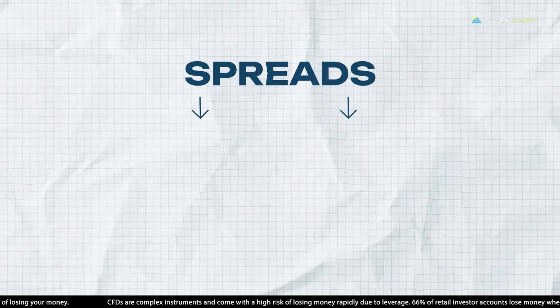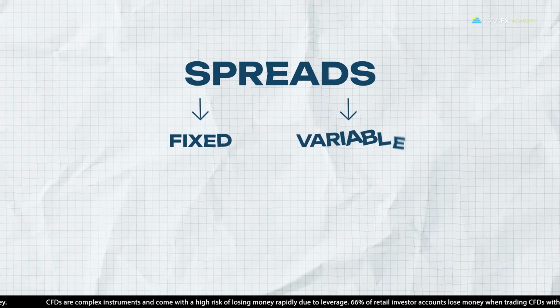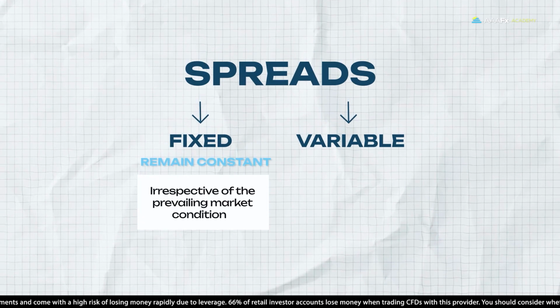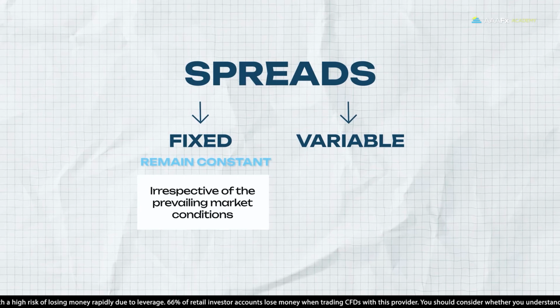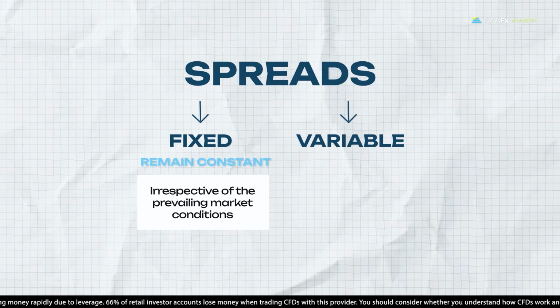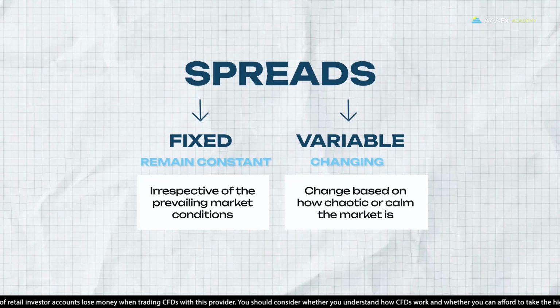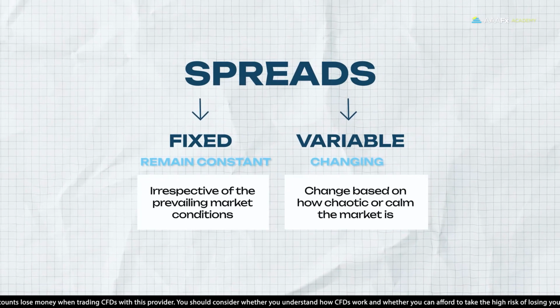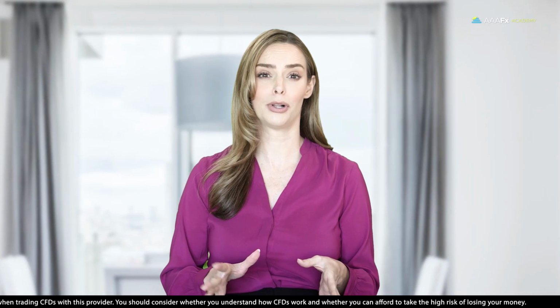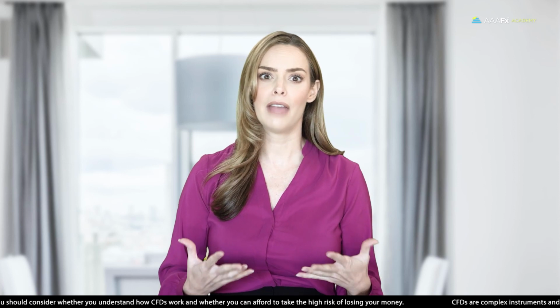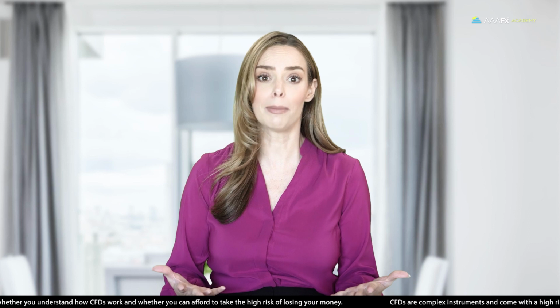Now, there are two types of spreads: fixed and variable. Fixed spreads remain constant, irrespective of the prevailing market conditions. Variable spreads, on the other hand, can change based on how chaotic or calm the market is. Well, variable spreads can be as unpredictable as my friend's dating life. One moment she's thinking, this is fantastic, and the next she's like, why is everything falling apart?